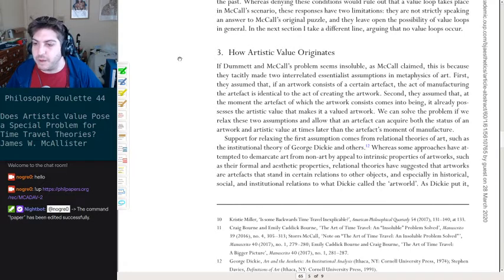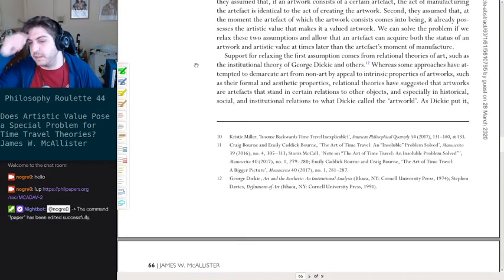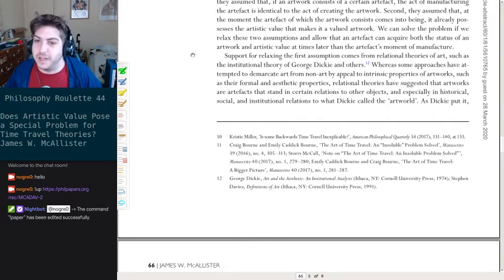We can solve the problem if we relax these two assumptions and allow that an artifact can acquire both the status of an artwork and artistic value at later than the artifact's moment of manufacture. Alright, so, I mean, you can look at the fountain from Duchamp and did not acquire status of artwork or artistic value at the time of its manufacture. Duchamp is coming up a lot.